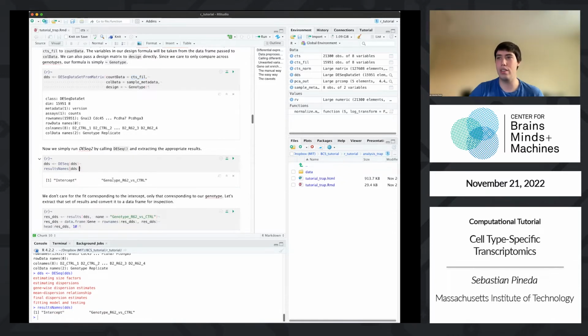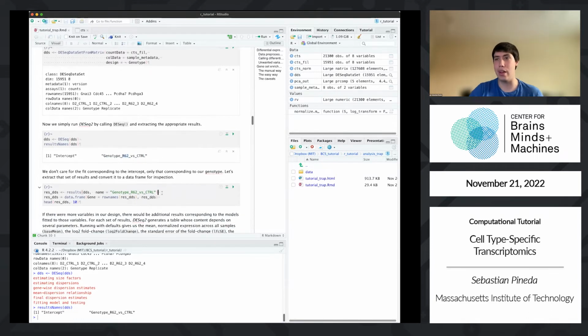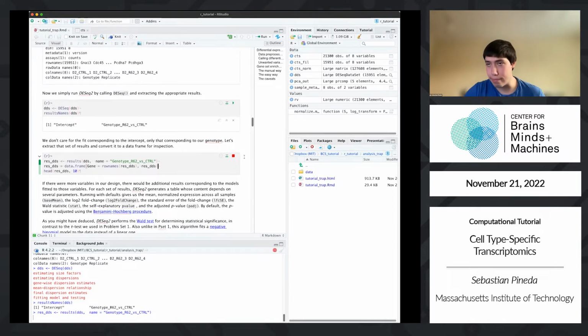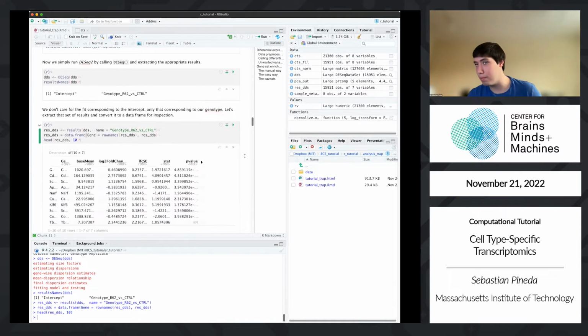We only gave it one variable, so this is our only result. It's just the differential expression of the genotype R62 versus control. And what we're going to do real quick is pull it out because it's in a weird format, and turn it into a table that we can read. Shouldn't take that long. And that's it. And this is our output.